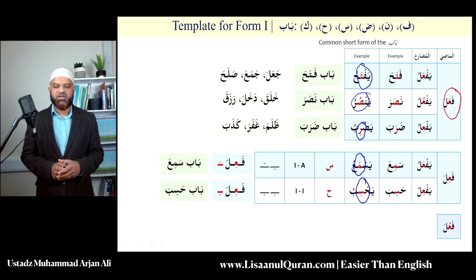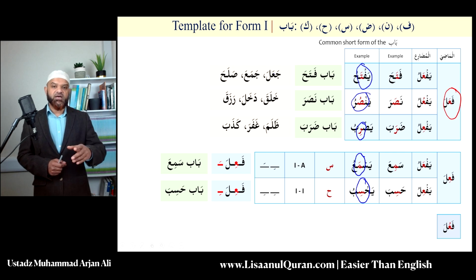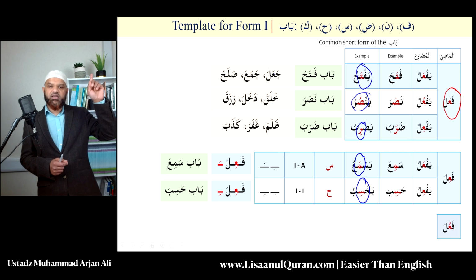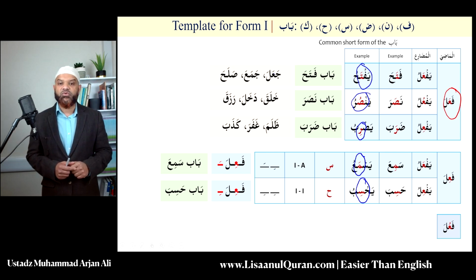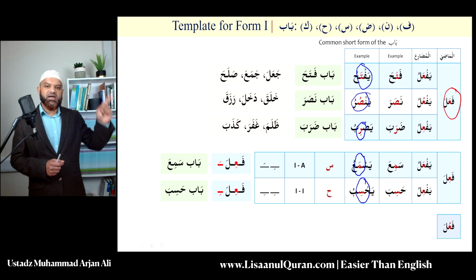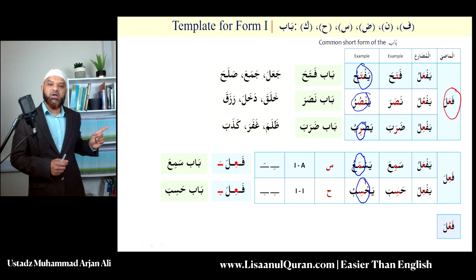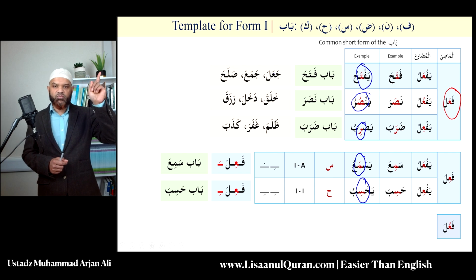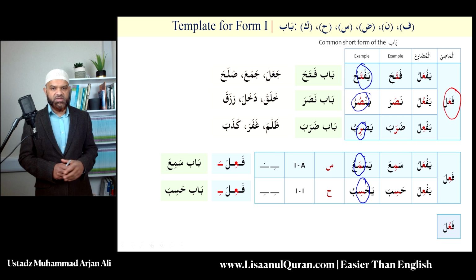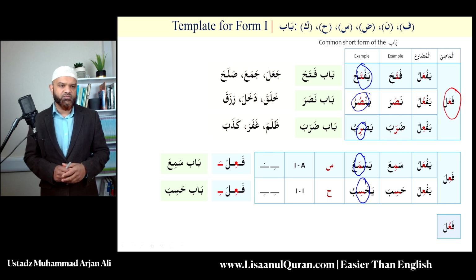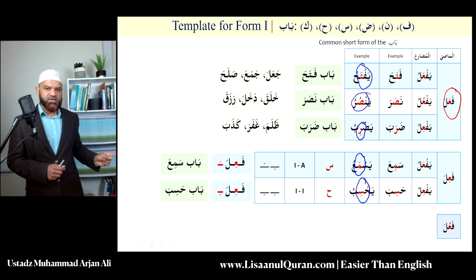Don't worry about the rest of the slides. I'll explain that later. So we've now done fataha yaftahu, nasara yansuru, daraba yadribu. And with the kasra, we've done two: sami'a yasma'u, and we also have hasiba yahsibu. That's it. There is no u sound when it comes to the madi with the kasra. Please note this very, very important point. Only two possibilities with the kasra.